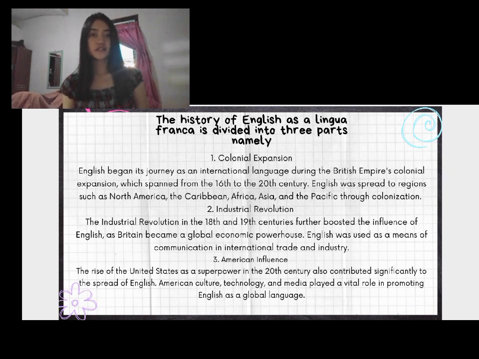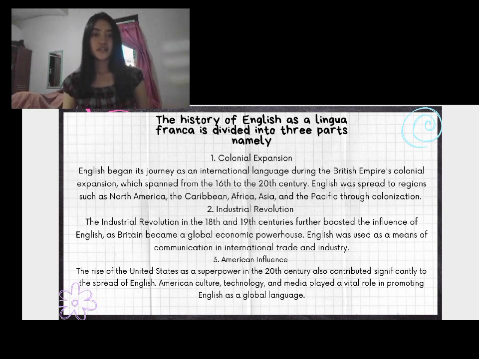And the next one is the Industrial Revolution. The Industrial Revolution in the 18th and 19th centuries further boosted the influence of English as Britain became a global economic powerhouse. English was used as a means of communication in international trade and industry.